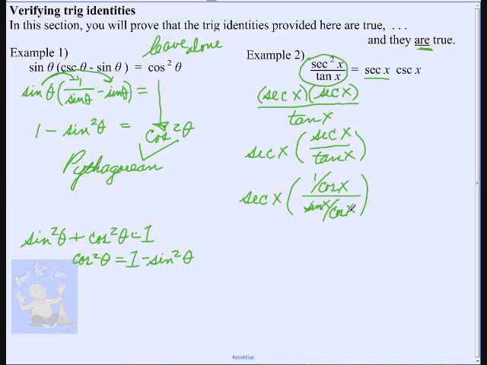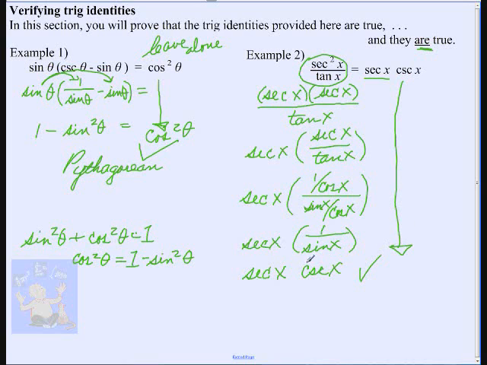And what do we notice? That these could cancel out, leaving me with secant x over 1 times 1 over sine x. And it turns out that 1 over sine x is cosecant x. So there, I proved it. I never touched this side. I left that side alone until I could get this one to match.